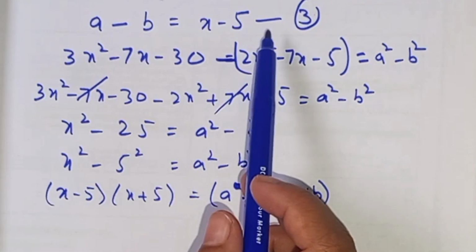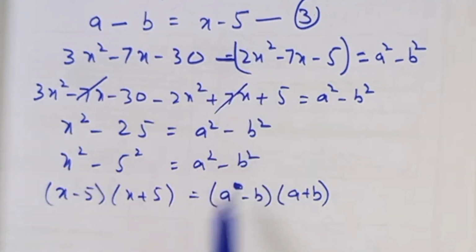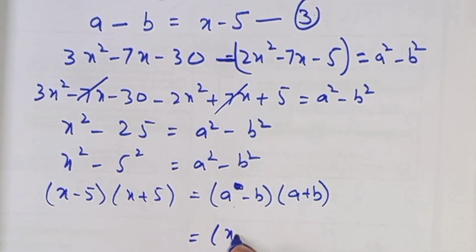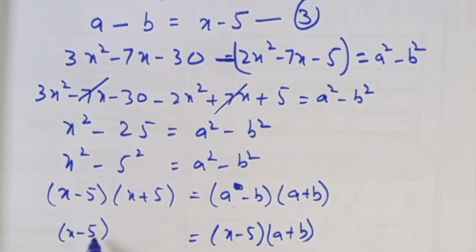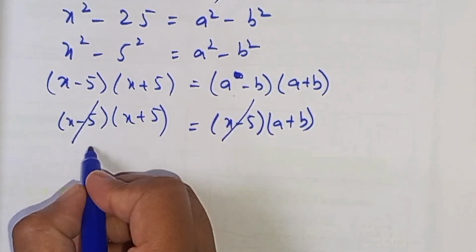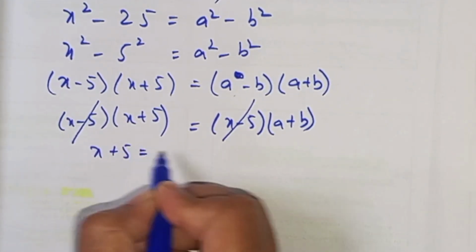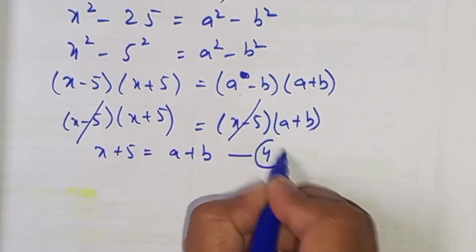So look at equation number 3: a minus b is equal to x minus 5. So here we write x minus 5 for a minus b, and this is a plus b, and the left hand side is (x minus 5)(x plus 5). Now this x minus 5 and x minus 5 will cancel, so we get x plus 5 is equal to a plus b. We call this equation number 4.